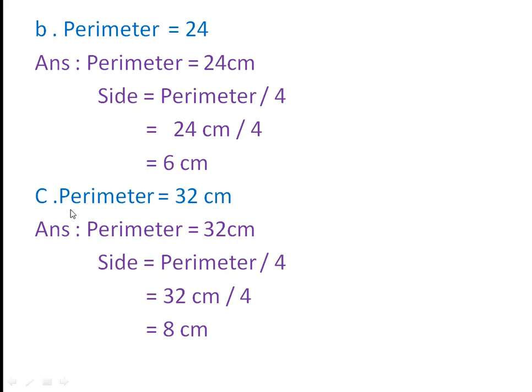And next C problem. Here perimeter is equal to 32 centimeters. Write down the statements like this. Here perimeter is equal to 32 centimeters. Side is equal to perimeter divisible by 4. Here write down the perimeter. What is the perimeter value? 32 centimeters. Write down here divisible by 4. 4 eights are 32. Okay, 8 is the quotient here. Then write 8 centimeters is the side of the square. Like this, these are the steps for calculating all the problems, children.